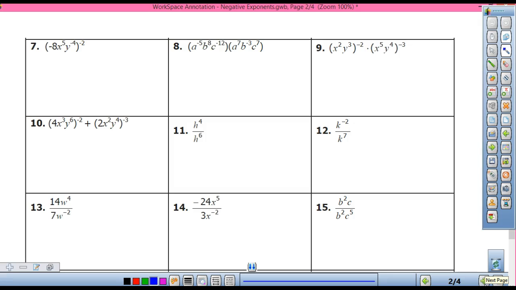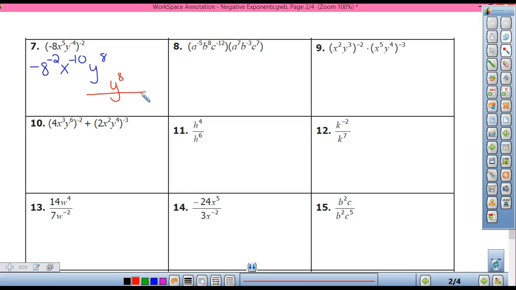All right. More distributing. I get negative 8 to the negative 2, x to the negative 10, y to the positive 8. All right. So any positive exponents? Yeah, my y. So that can stay on top. Y to the 8th can stay on top because that doesn't move.